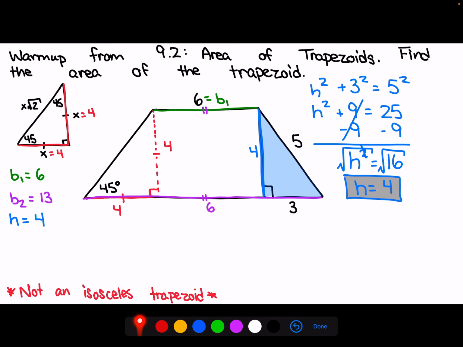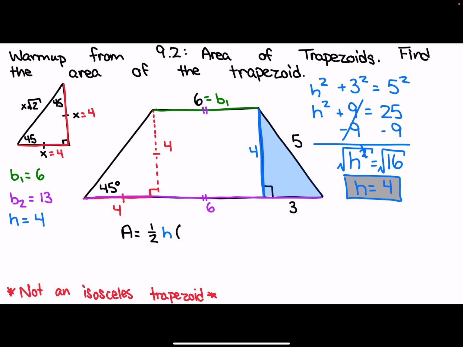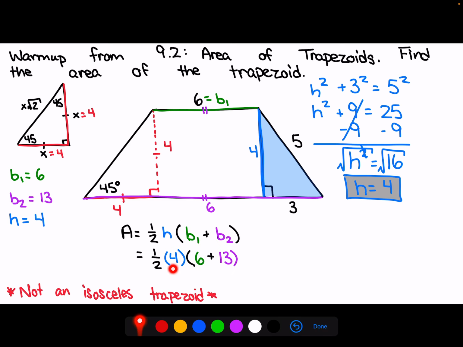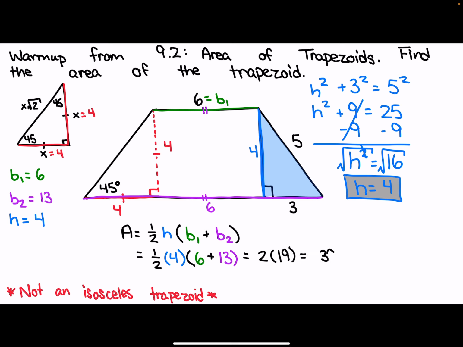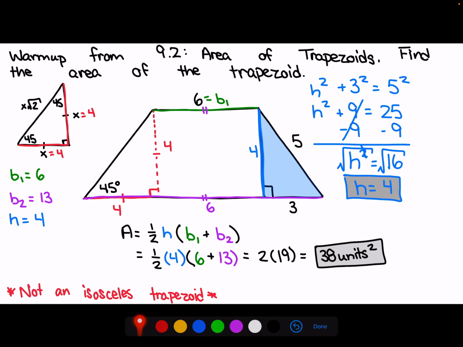Plugging our values into our area formula, area is equal to base 1 plus base 2 divided by 2 times height. Height is 4, half of 4 is 2. 6 plus 13 is 19. 2 times 19 is 38 units squared.